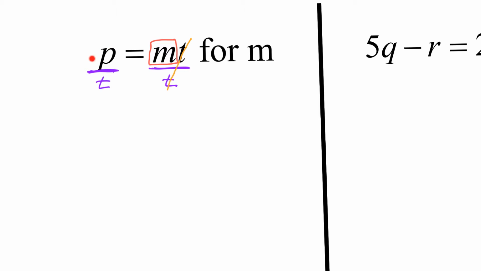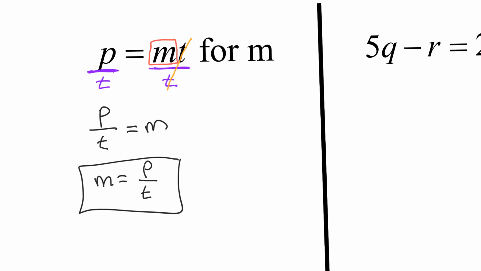On the other side, we don't have the same variable. They're not the same variable, so we cannot divide those two variables. So we're going to leave it as a fraction, p over t, and we got m on this side, which is by itself. Now you can switch the order by using the symmetric property. M equals p over t, and that is how you solve for a specific variable. The m is by itself, and everything else is on the other side. The answer is not just a number. It's going to be an expression. This is an expression here.